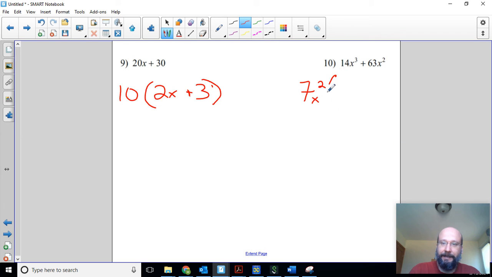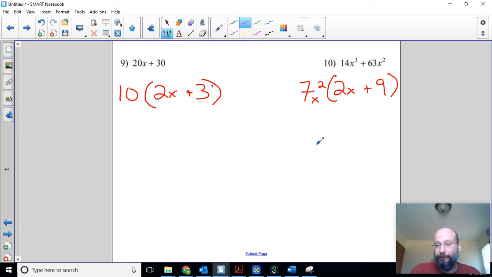Now I'm going to divide this and this. 14x to the third divided by 7x squared would be 2x. Right, 3 minus 2 is 1. 63x squared divided by 7x squared would be 9. And that's my answer.